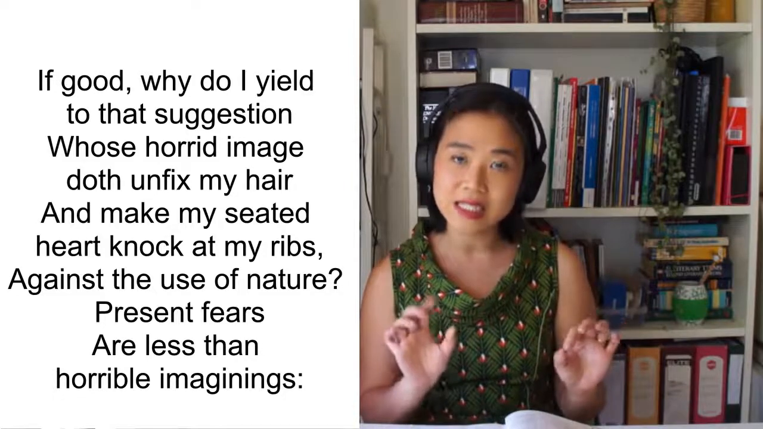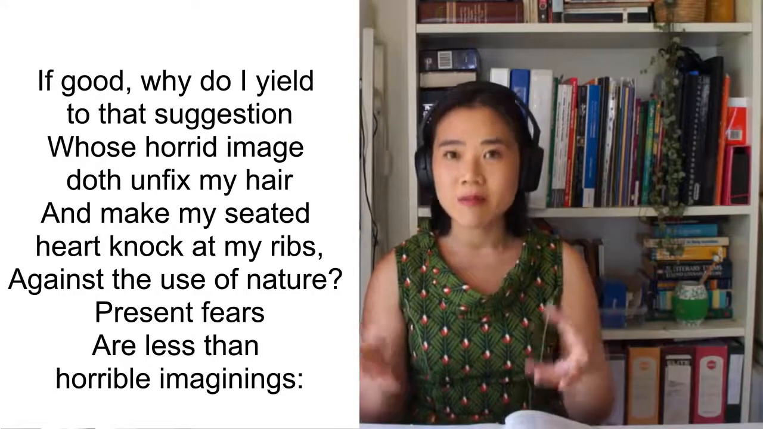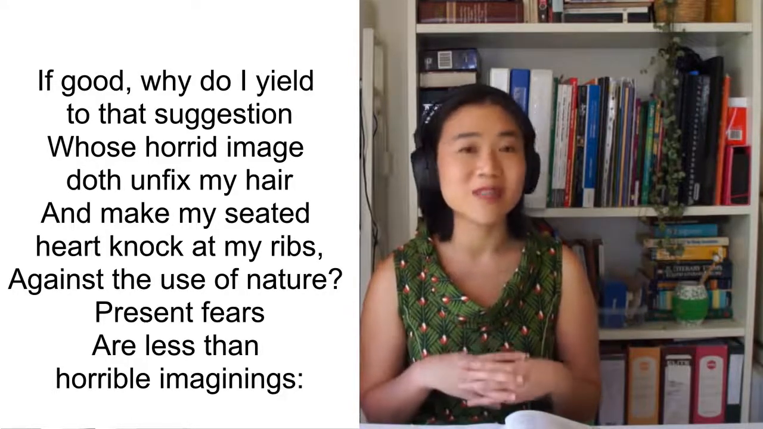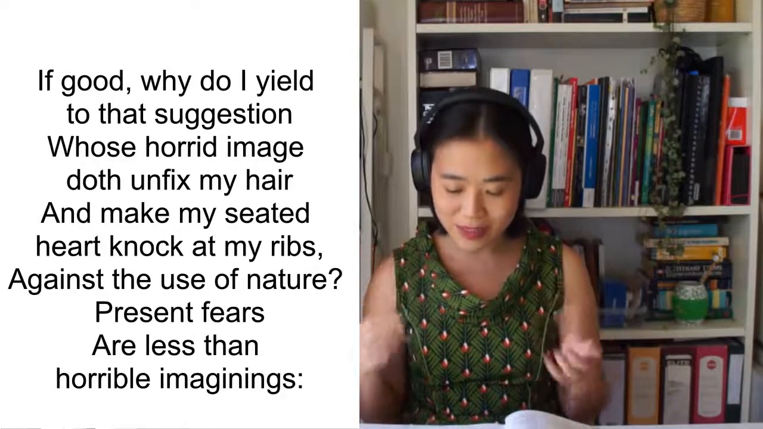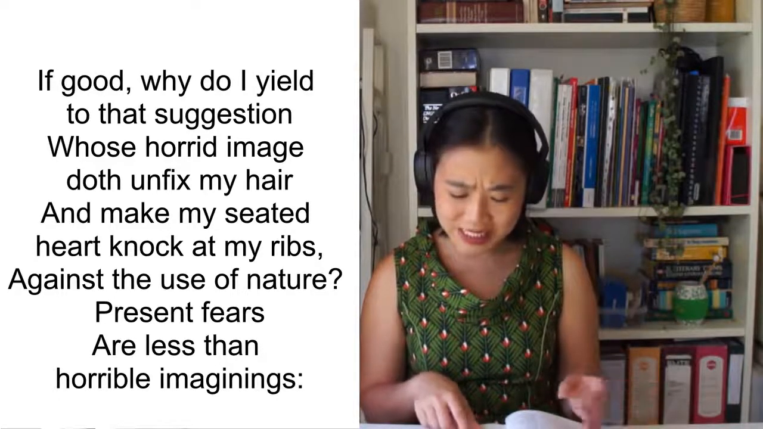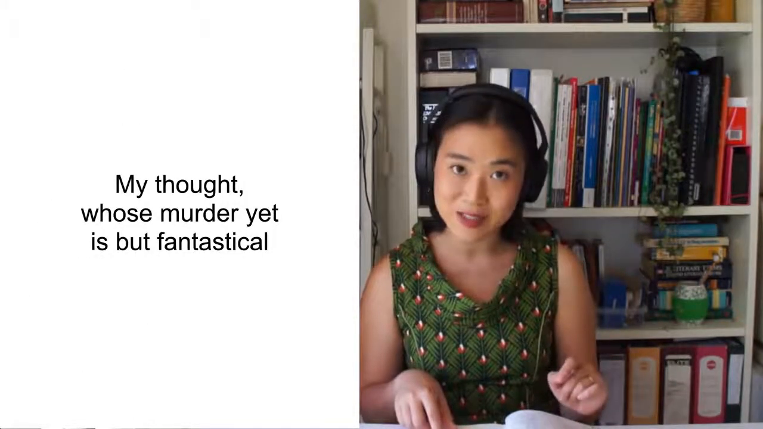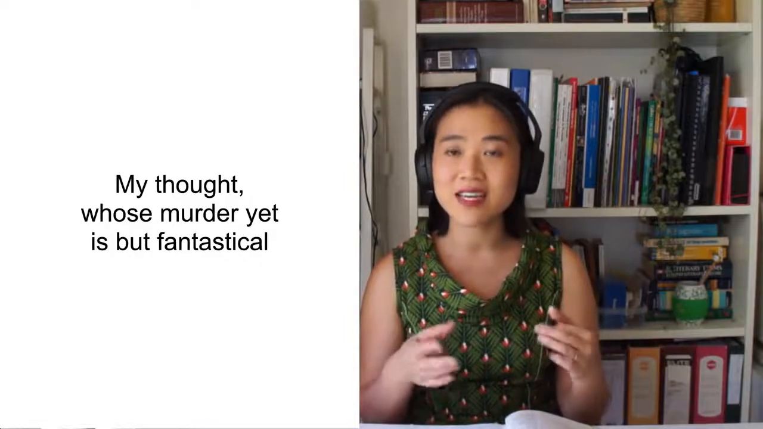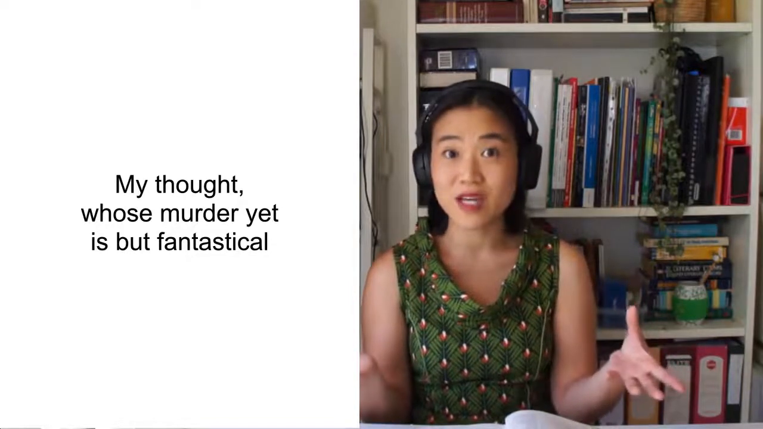So he's here saying, well, they can't be too good either, because I am immediately imagining things that make me a bit scared, make me a bit concerned, right? Unfix my hair, makes the hair stand up on the back of his neck, my seated heart knock at my ribs, my heart's racing, present fears are less than horrible imagining. So he's imagining horrible things, whose murder yet is but fantastical. So he's already thinking that he has to kill Duncan. So he's not sitting there thinking maybe Duncan will have a heart attack. He's thinking, I will have to knife the guy, essentially.